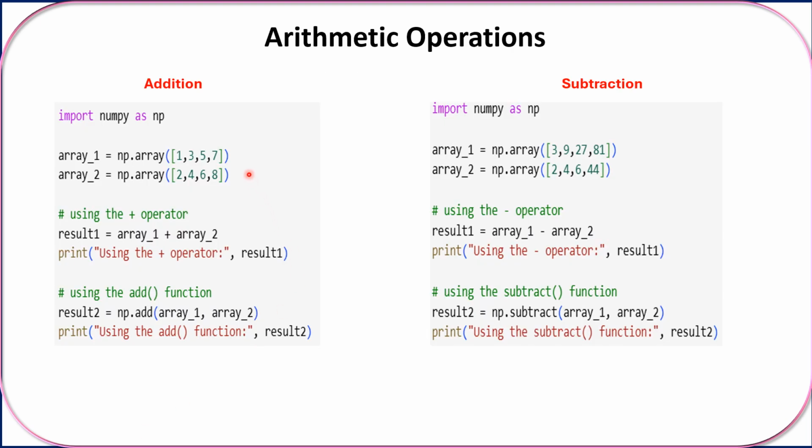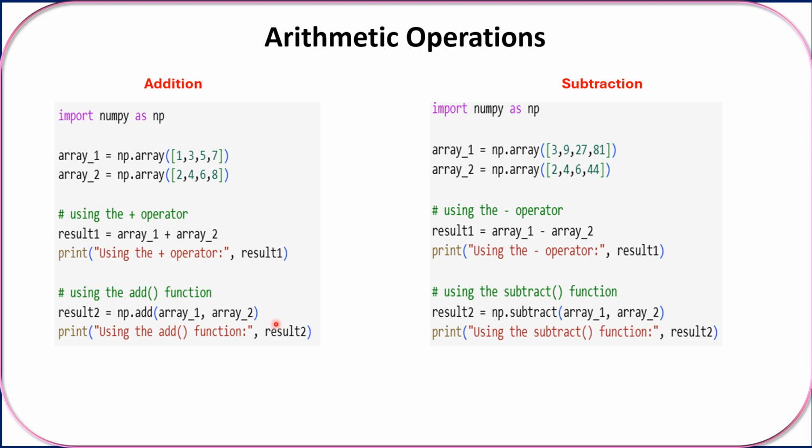So as I mentioned, we have two different arrays, array 1 and array 2. We are importing numpy as np and creating two different arrays with these elements. So basically if we add 1 with 2, the output should be 3. Likewise 3 plus 4 will be 7, and it just goes on this way.